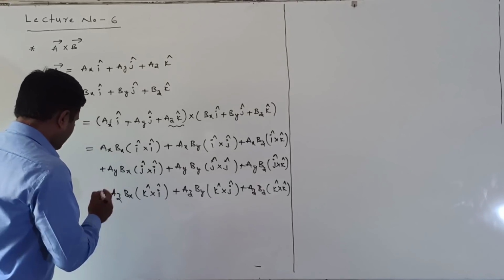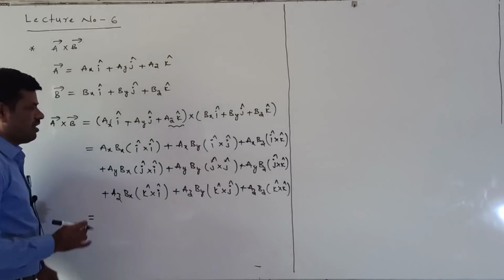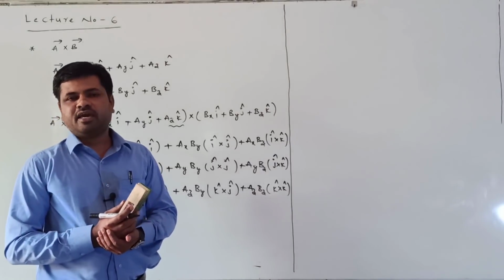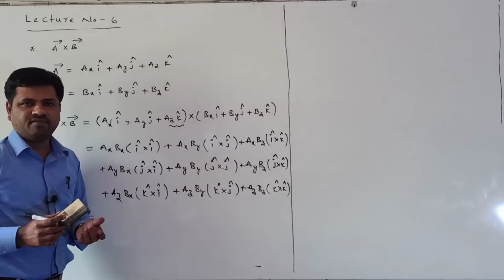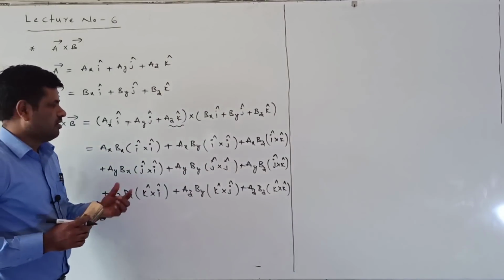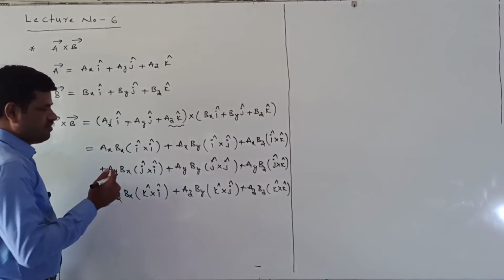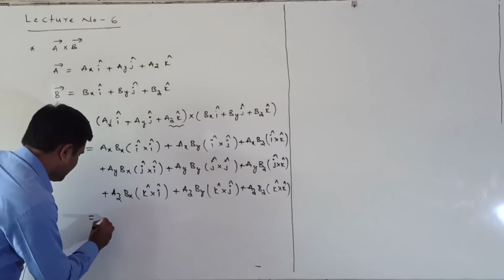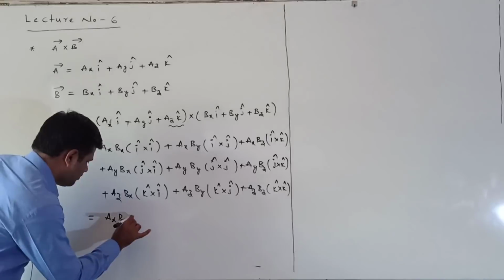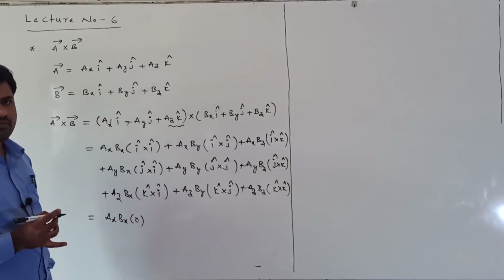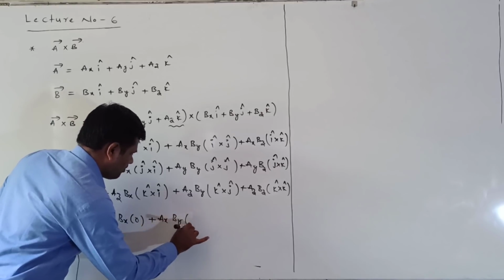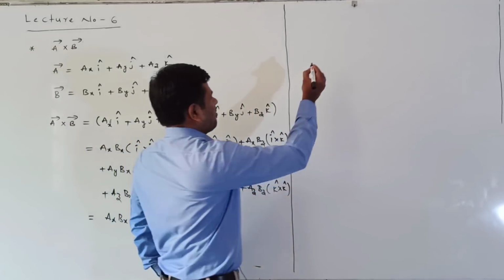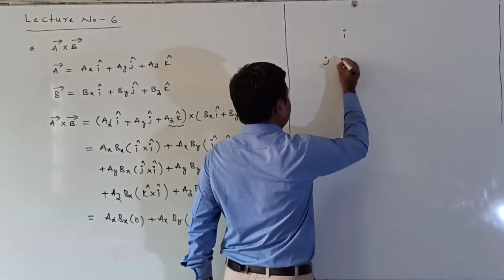Right. Now we already know the relations among i cap, j cap and k cap. Here i cap cross i cap is equal to what? 0. We know that already, we have discussed it in the previous classes. So what do I write here? Ax bx into 0. Next, ax by into i cap cross j cap. We know that here we take it like this: i, j, k.